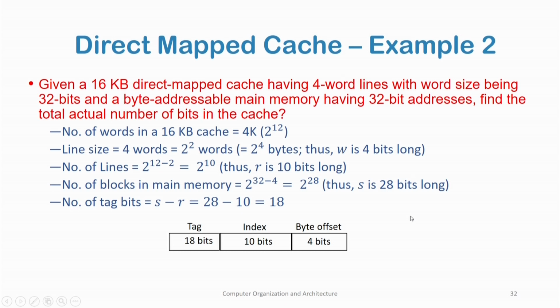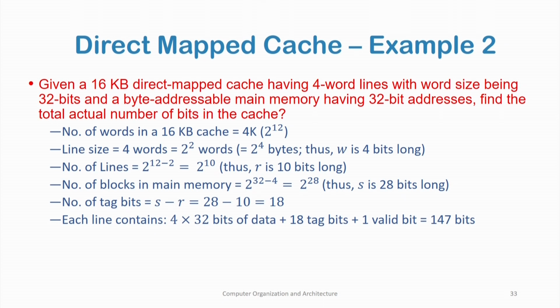Therefore, the number of tag bits in each line is S minus R equals 28 minus 10 equals 18. Now, each line contains 4 words, each containing 32 bits, so we have 4 into 32 bits of data, plus 18 tag bits plus 1 valid bit. So, we have 147 bits in each line.